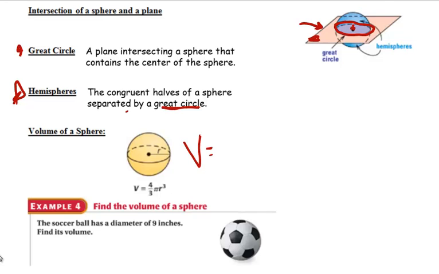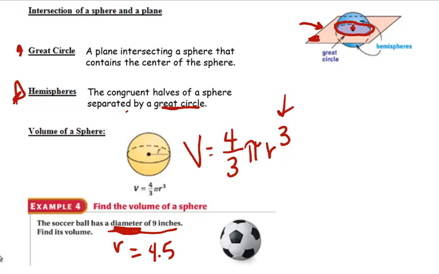The volume of a sphere is 4/3 pi r cubed. Remember that volume is a cubed unit, so these are all going to be r cubed. So first quick example, the soccer ball has a diameter of 9 inches. We're going to find its volume. Well, diameter is what I have, but I need radius. So the radius of this is 4.5. That's your radius.